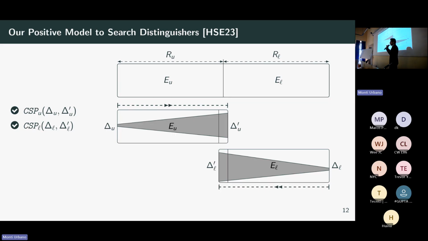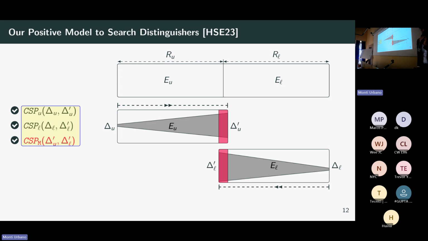We model this propagation with independent CP models or MILP models. There is no link between them so far, but we put some constraints for the junction between these two that guarantee the contradiction between the two propagations. As you can see, there is no constraint or limit on the input delta U and the output delta L. If you put all of these constraints, which model the propagation and also the contradiction, together and solve it, any solution of this model is essentially a zero correlation distinguisher or an impossible differential distinguisher, right?